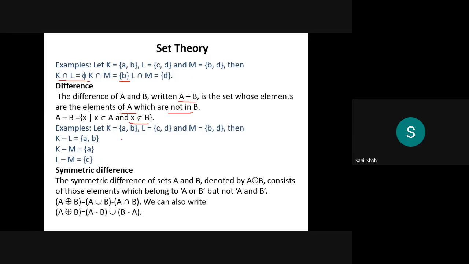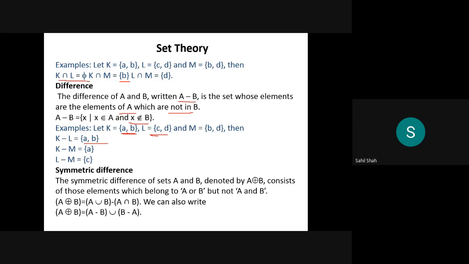So let K, again the same sets. If I am interested in K minus L, all the elements of K, but at the same time these elements should not be available in L. So what are the elements of K? a, b. What are the elements of L? c, d. So I will say {a, b}. Just observe, the elements are the elements of the left hand side set, but not in the right hand side set.